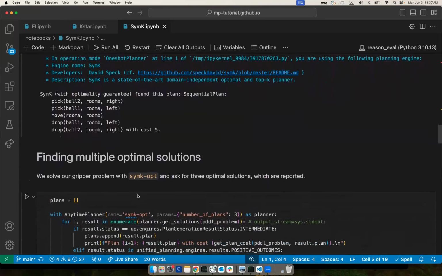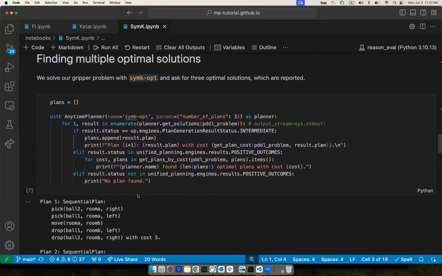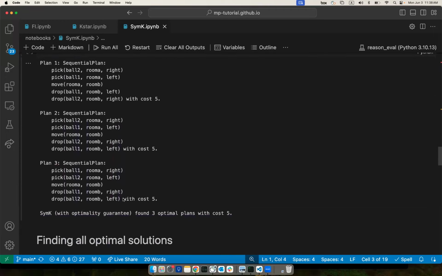But what I like, and that's why I want to highlight this here, is that using this unified planning framework, you also have an iterator. So before you were asking for 10,000 plans, and then you were waiting for the solver to provide them. But with SimK in this unified planning framework, you can also say you want an anytime planner here, and you want 3 plans, for example, and then it provides you an iterator. So you don't have to wait until it finds all 3 plans. But as soon as it finds one, it gives it to you, and you can do stuff with it, right? You can either continue or stop or whatever you want. And here, now we find 3 different plans.